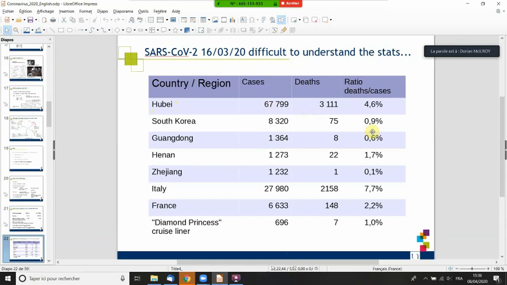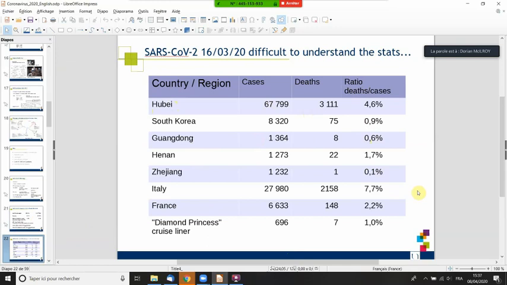Now, if you looked at other places in China, you could see that they had maybe 1,000 cases, but really much fewer deaths. So with the ratio of deaths to cases, like 0.6%, 1.7%, 0.1%. And then Italy, at this point, was running at 7.7%, this ratio. So why are these numbers so different?